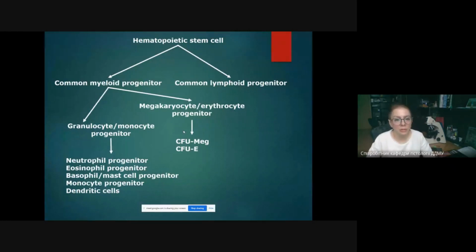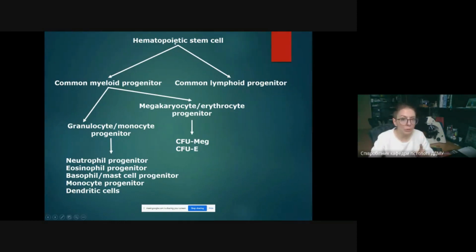Okay, we start our lecture about hematopoiesis from the general diagram describing hematopoiesis in general. What is hematopoiesis? This is the process of blood cell formation. So this is the way erythrocytes, leukocytes, and platelets are formed in our red bone marrow. As we can see, everything starts from the least differentiated cell, which is the hematopoietic stem cell. And on the next slide, we are going to discuss it in detail.